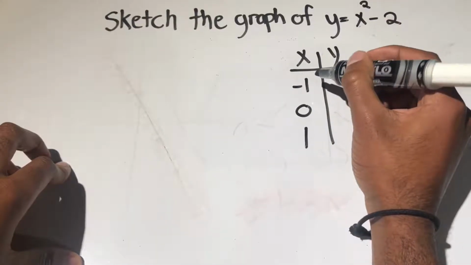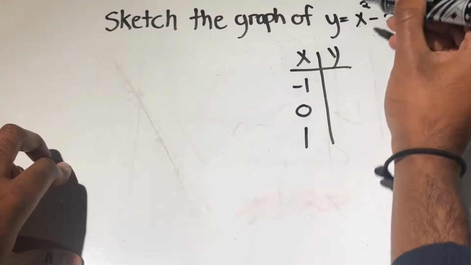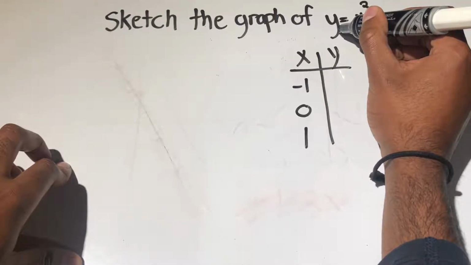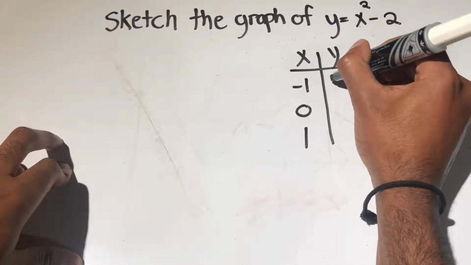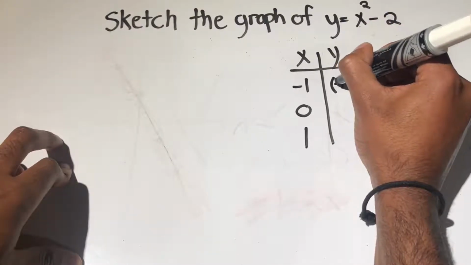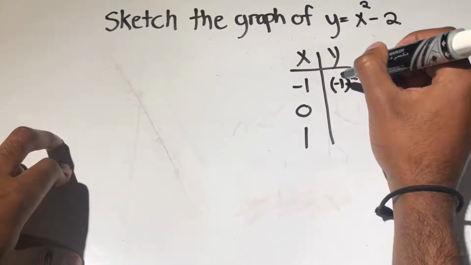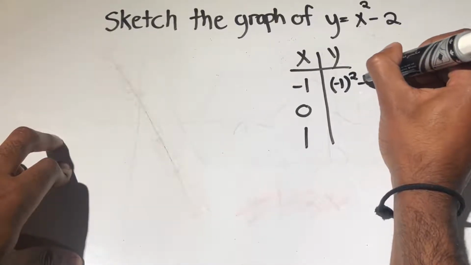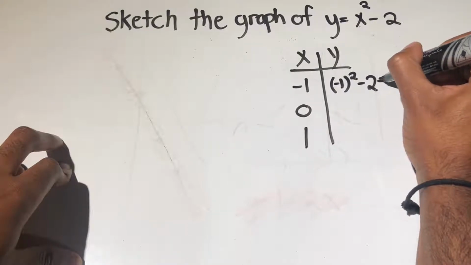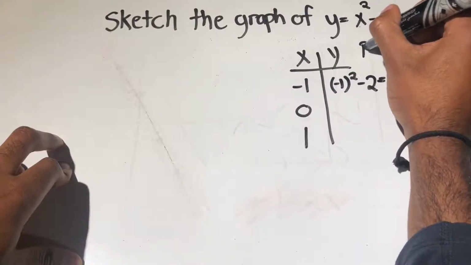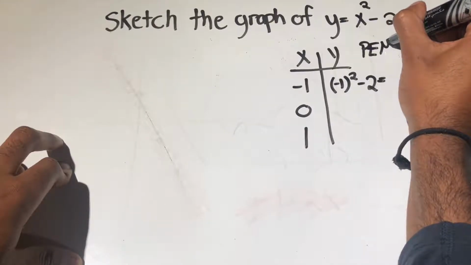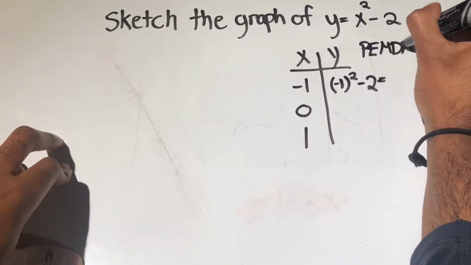Now all we got to do is just take those values, plug them in for x, and that'll generate new values for y. Now taking -1, we get -1 squared minus 2. And obeying the PEMDAS rules, if you're not familiar with PEMDAS, I have a separate video that you can look at.